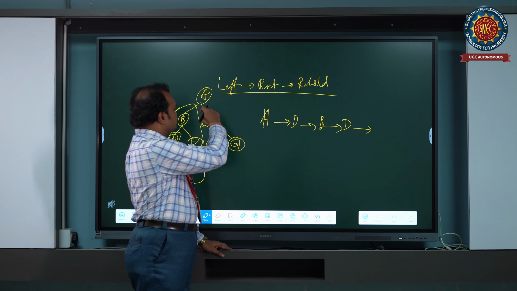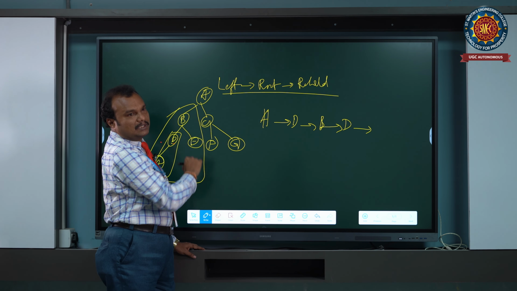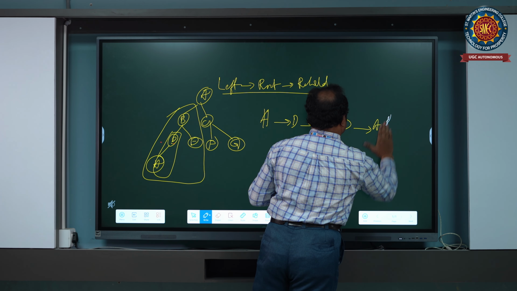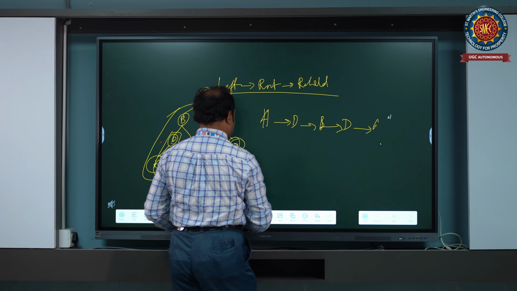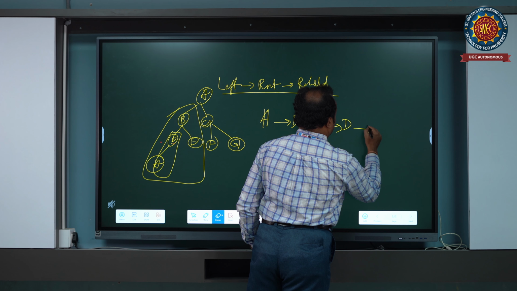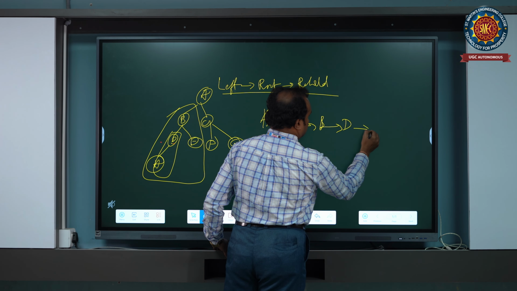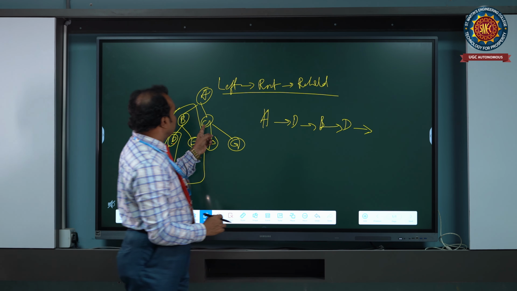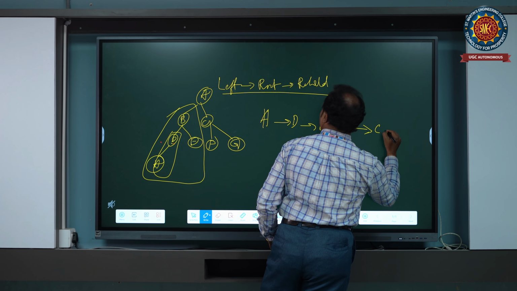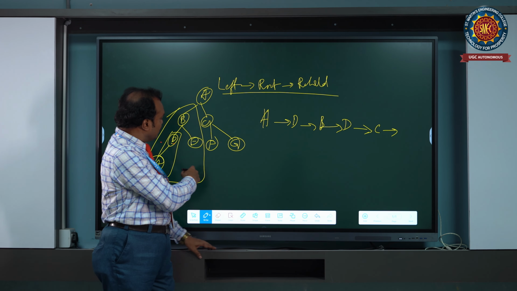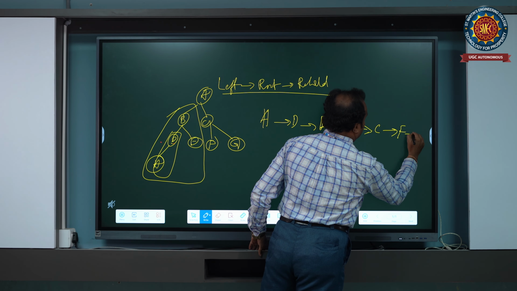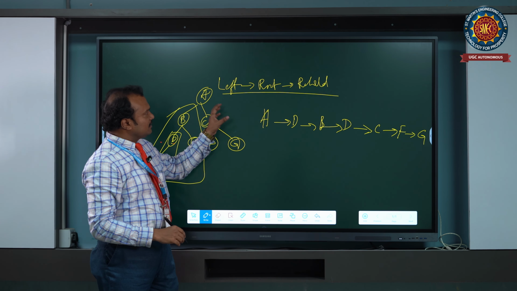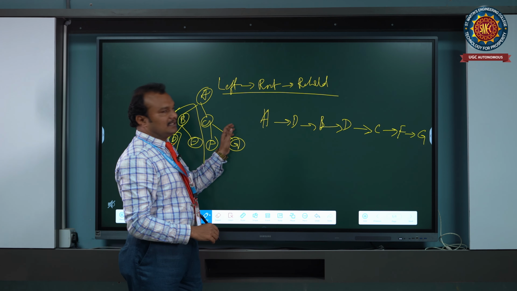After that, finally the root node of the entire tree will be A. After that, coming to the right sub branch, the root node will be C. In that, the left node will be F, followed by the rightmost child G. So this is the in-order traversal technique in tree traversal.